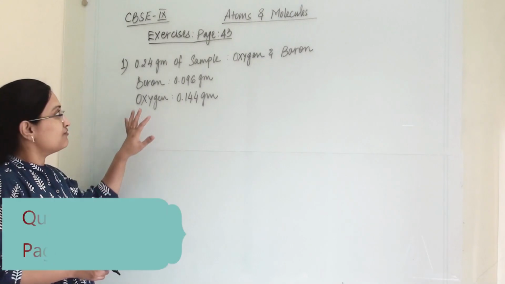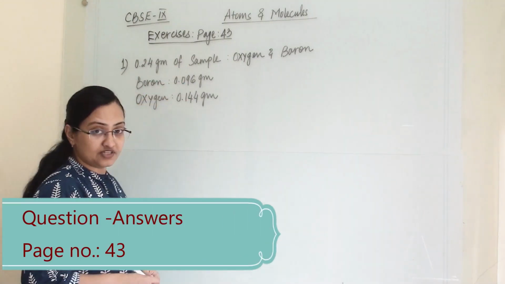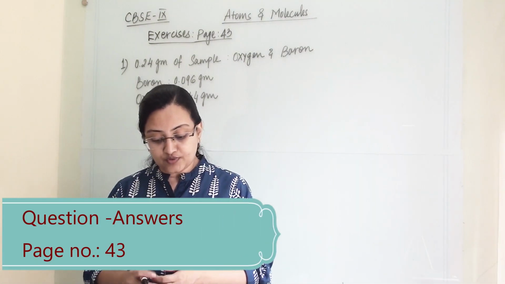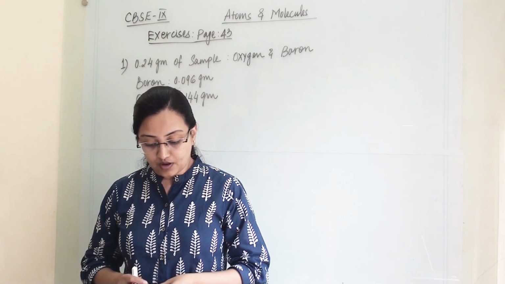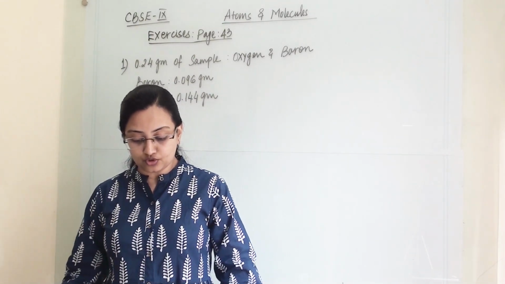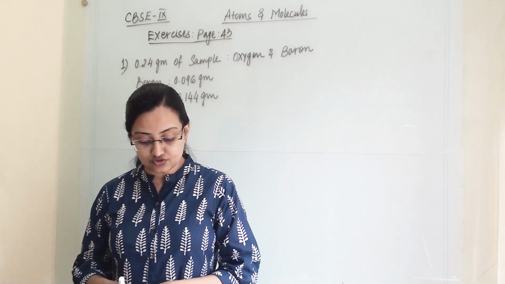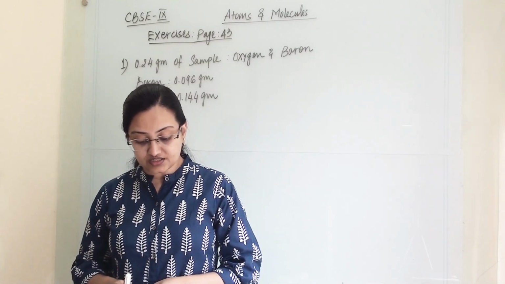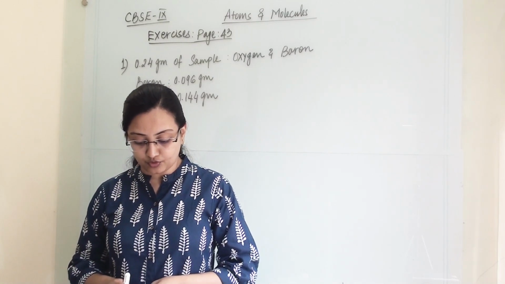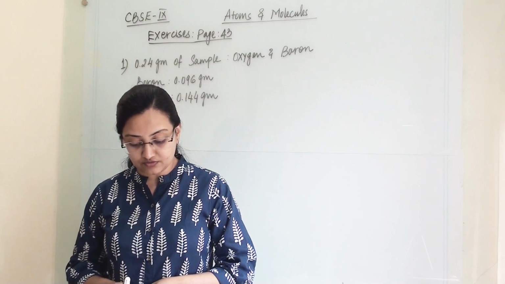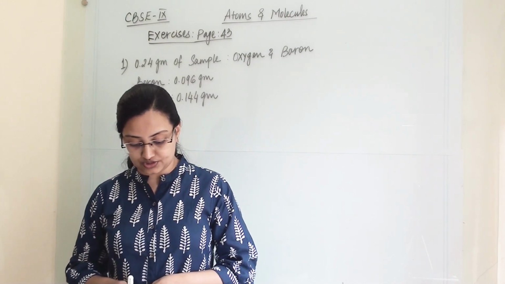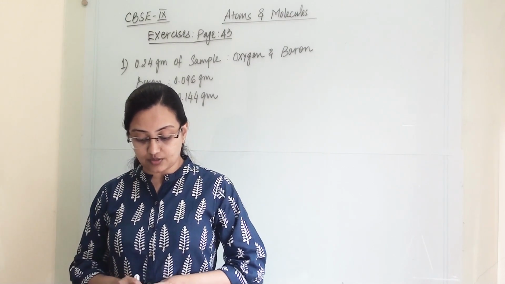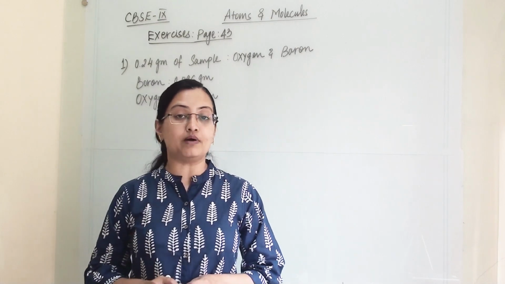These questions are from page 43. Our first question is: a 0.24 gram sample of a compound of oxygen and boron was found by analysis to contain 0.096 gram of boron and 0.144 gram of oxygen. Calculate the percentage composition of the compound by weight.